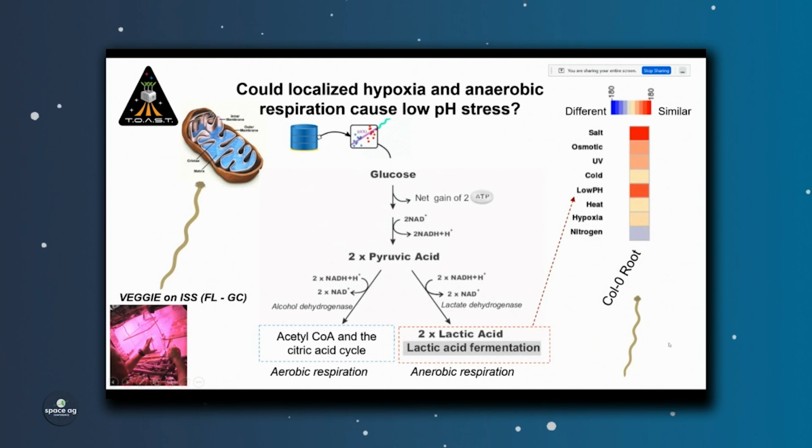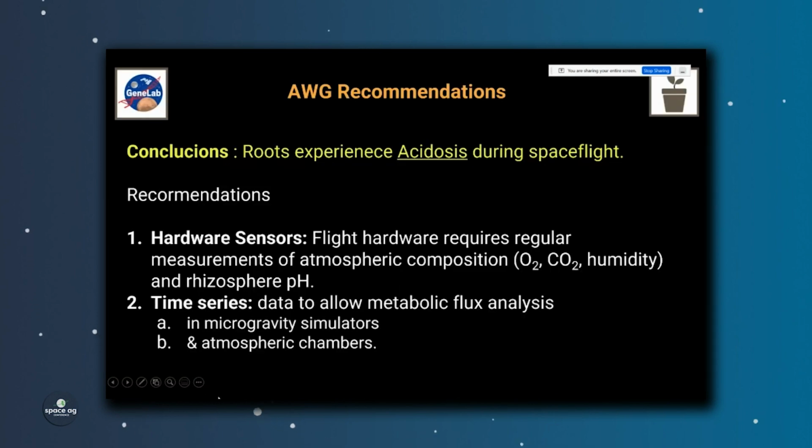occurring in the mitochondria may not have enough oxygen due to the lack of mixing of gases in microgravity. So rather than producing acetyl-CoA and the citric acid cycle performing normal respiration, instead we have more products going down into the lactic acid pathway, leading to the production of, well, an acid, right? Low pH stress.